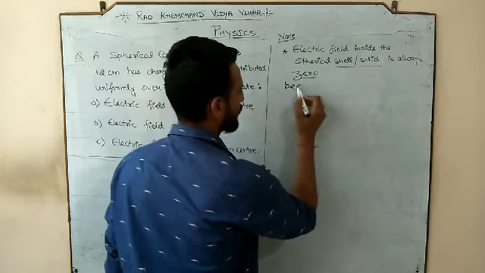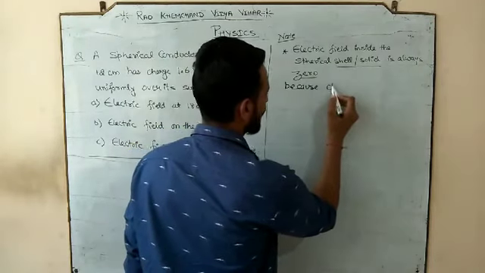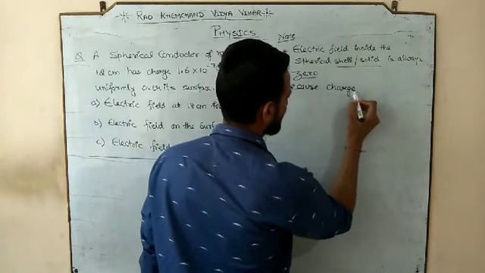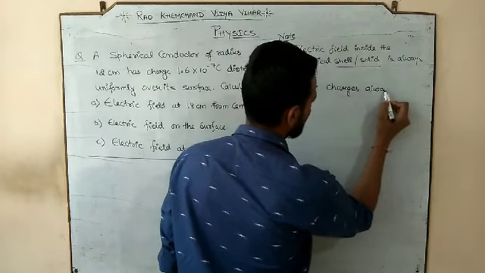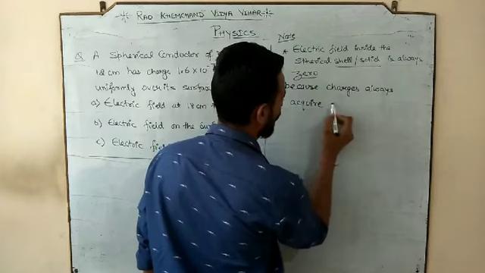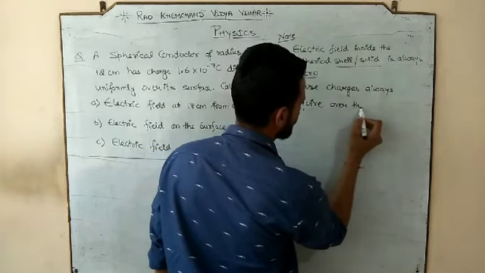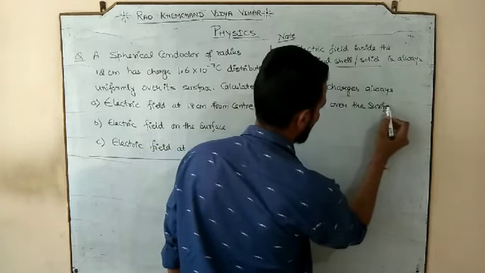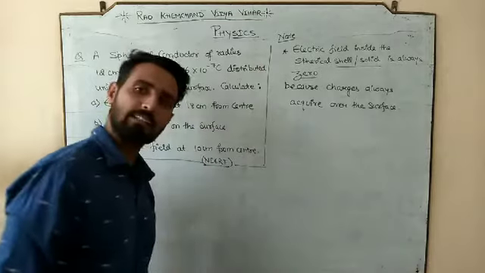Remember that, and this is the most important point. Because I'm going to give the reason: charges always acquire over the surface. Charge always acquires over the surface. You should remember.